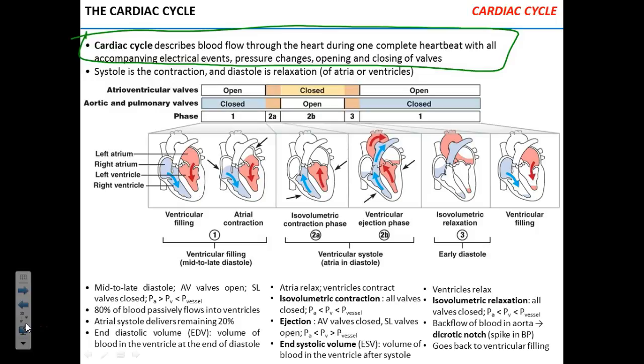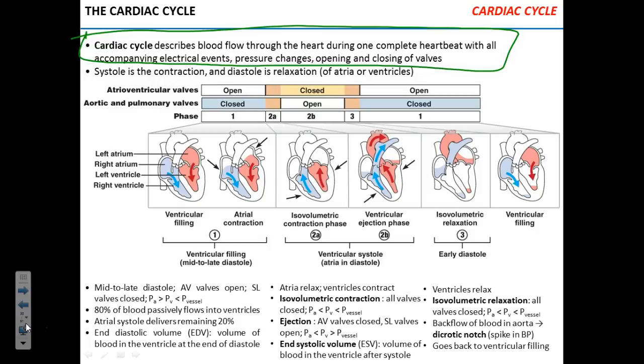Squeezed out into the circuit. When it relaxes, what happens to the blood? Flows into the heart. Does that make sense? Contraction is systole, relaxation is diastole. Okay, so we can say systole, diastole, systole, diastole. Is that clear?